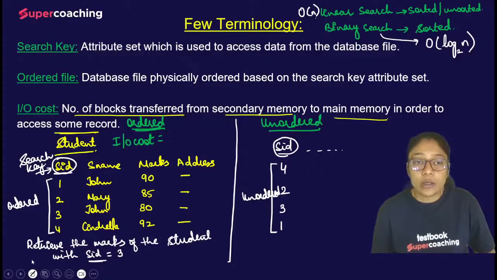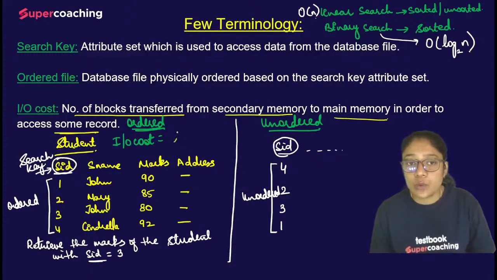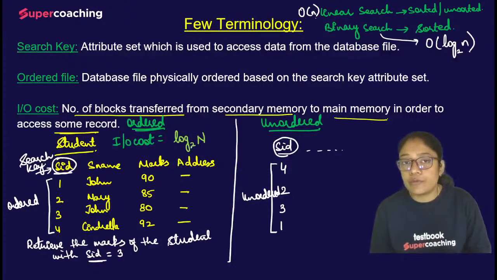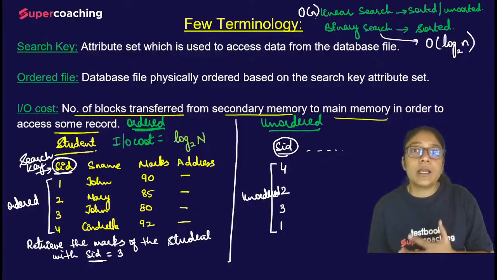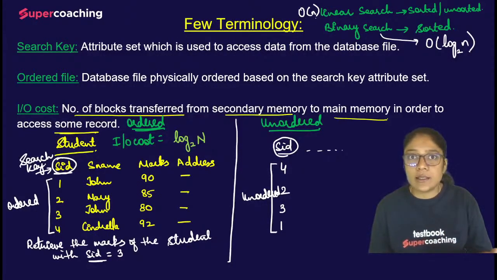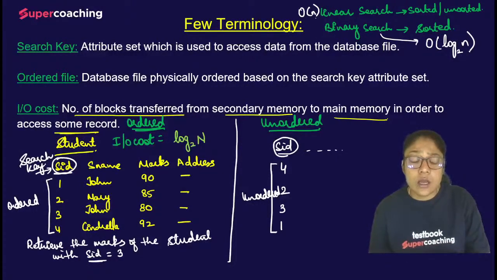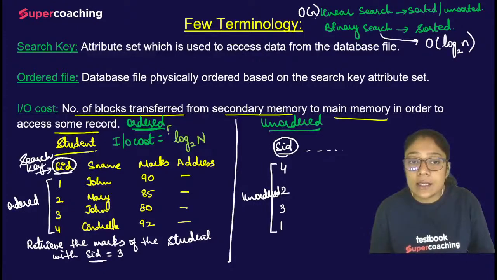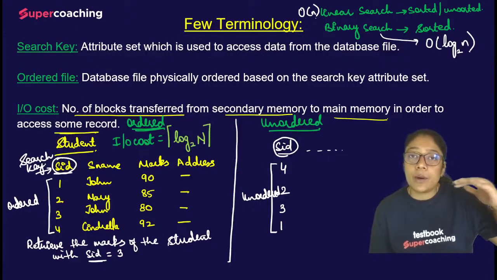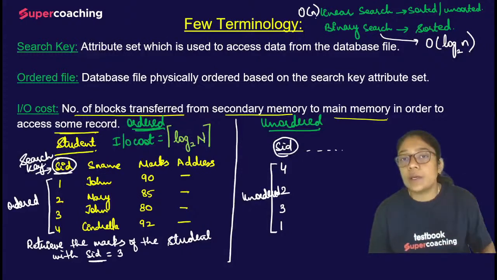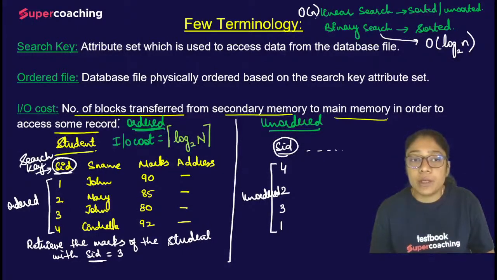Same thing we are referring to here, almost the same concept. If the file is ordered, that means the file is sorted, then the IO cost will be log base 2 of n, where n represents the number of blocks. And if it is coming to a value like 2.7, this means that two blocks are not sufficient to locate all the records. So here we have to take the ceil value. Ceil value means the upper value. That means three blocks need to be transferred from the secondary memory to the main memory. This is the IO cost for the ordered file.